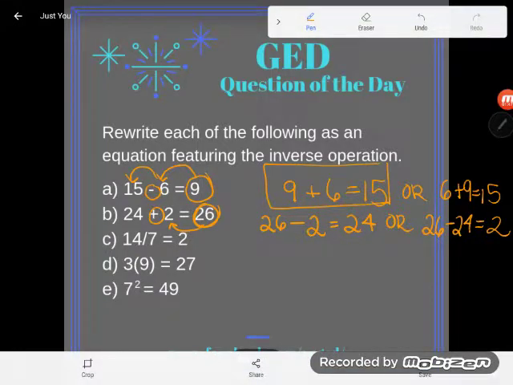Either way, we did some work on what used to be the answer, chose the opposite operation, and rewrote this equation using the same numbers but a different operation.